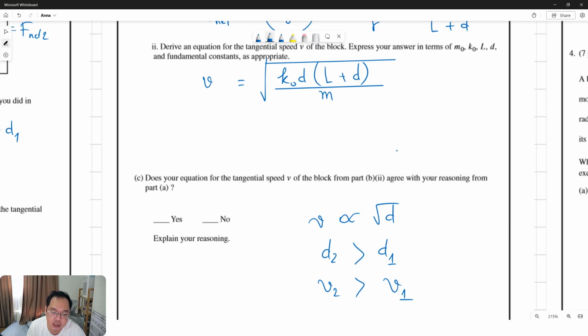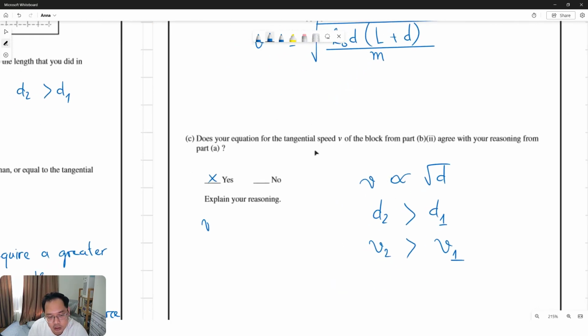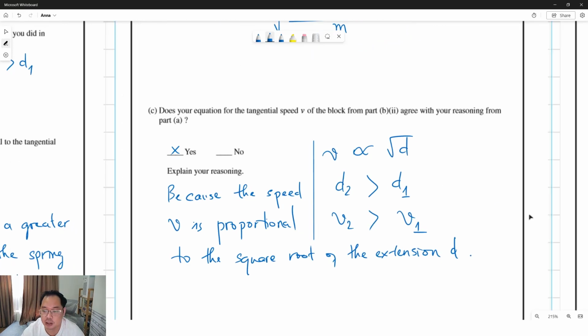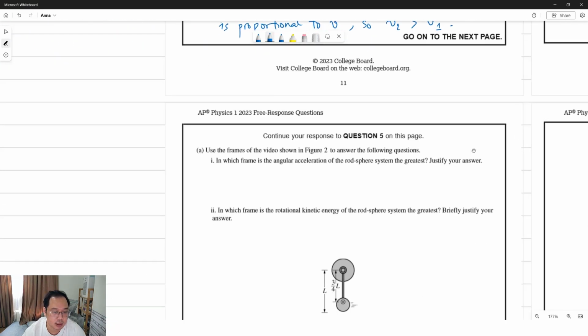Okay, so you can answer that yes, and explain your reasoning: because v is proportional to the square root of the extension d, when d is greater, the speed will definitely be greater. That's it. What's the next one?